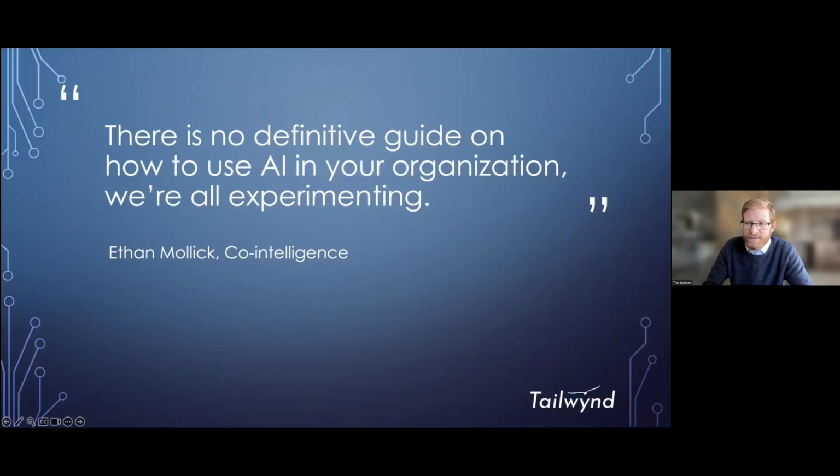So one quote I wanted to start out with, Ethan Mollick wrote the book Co-Intelligence on AI, and in the book he stated that there's no definitive guide on how to use AI in your organization. We're all experimenting. AI is unlike any software we're familiar with, right? It doesn't have a guidebook. It has infinite different potential uses. And the only way that we really can adopt it is by experimenting with it and testing it out and using it. And that way we get better.